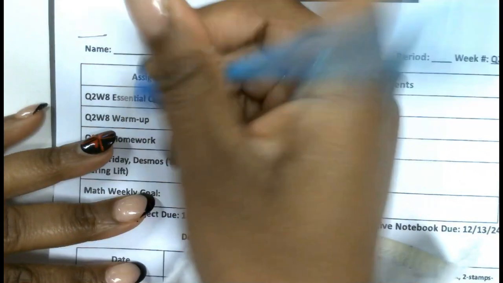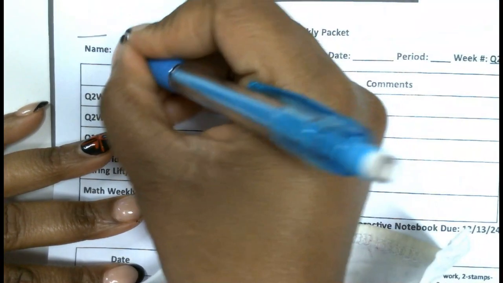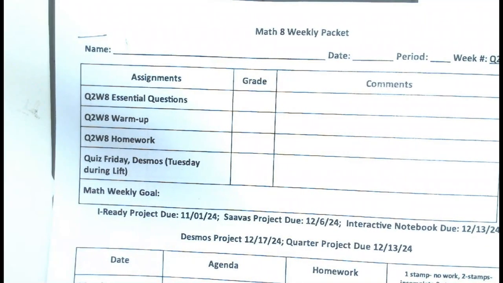Okay, good people, this is week 8. Please, if you haven't done so, write your first and last name on your packet. If you have not done so, please write your first and last name on your packet.